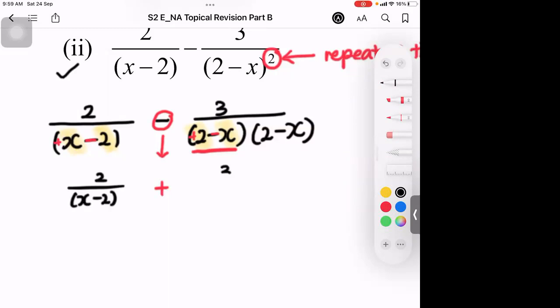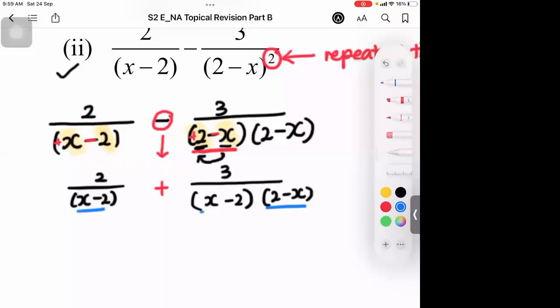Then this one is 3 over. So now if I change the sign, the 2 will become negative 2. The x will become positive x. They will switch the position. Then this one is still 2 minus x. So this step is very difficult, must know. First, repeat, write it 2 times. Secondly, change the sign. Then here got 2 portions, right? Finally, these 2 are the same.